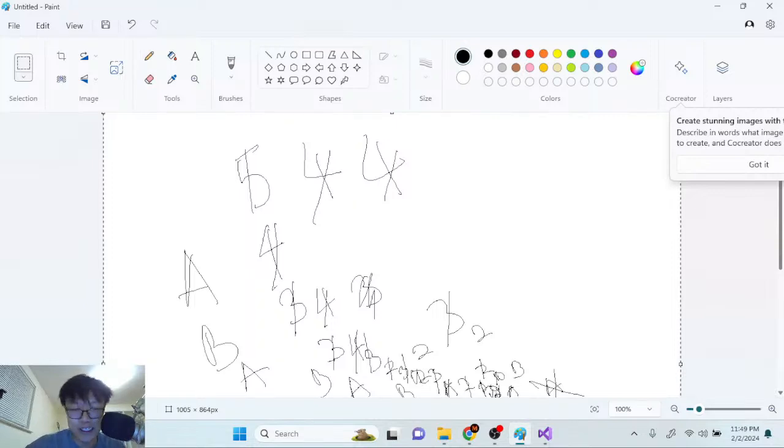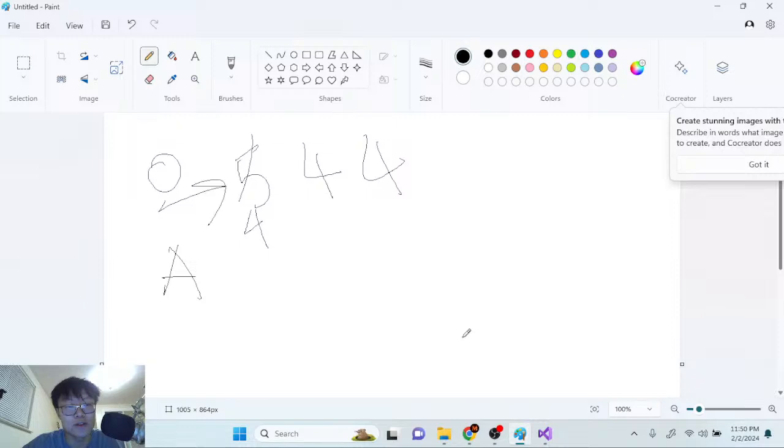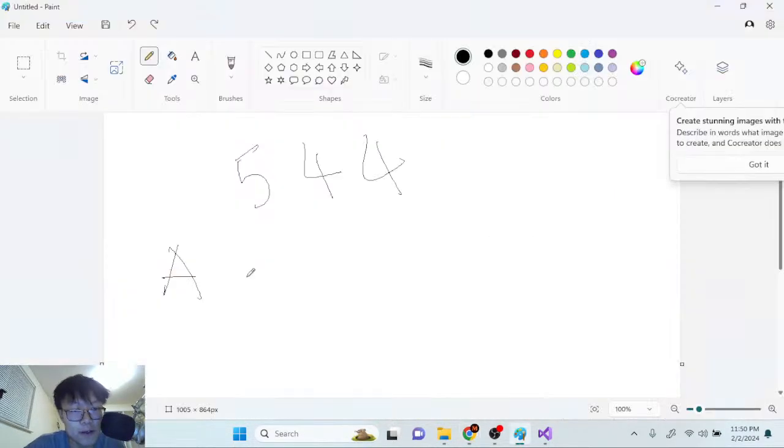If you're new here, basically we have a game where Alice and Bob play. We're given an array of numbers, and Alice starts. We decrease the first value by 1, then swap it with any other number in the list besides this one. If this number becomes 0 on any player's turn, they lose. So we're trying to find the most optimal play for 5, 4, 4.